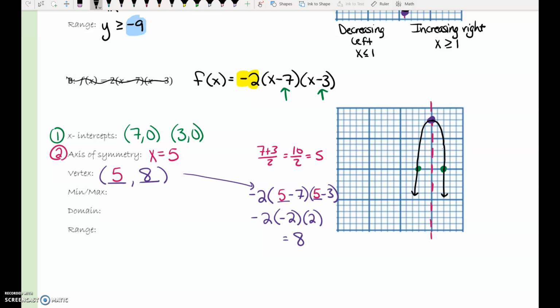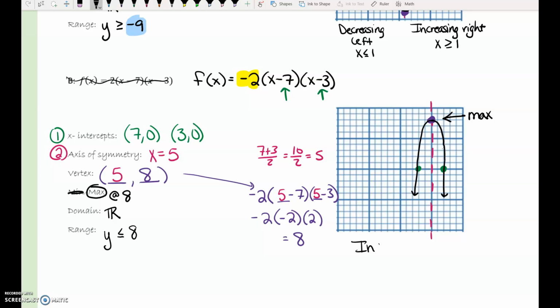Does this graph have a minimum or a maximum value? It is a maximum value because the vertex is at the top of the graph. And that maximum value is 8, the y value of the vertex. Our domain is all real numbers. How about the range? y is less than or equal to 8.